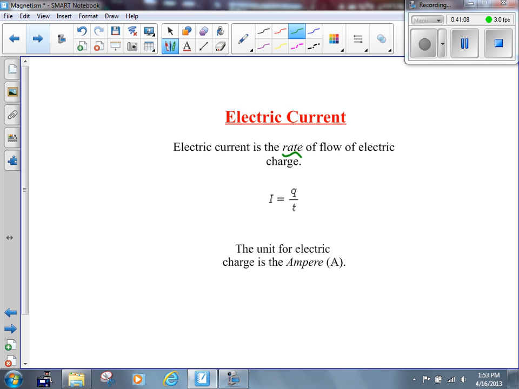Current is not how fast the particles are moving, but rather how many coulombs are moving per second, the rate of flow of charge. The symbol for electric current you learned on Friday was capital I. If it's the rate of flow of charge, then it's going to be Q over T. The units would be coulombs per second, but a coulomb per second is exactly the same thing as an amp, or an ampere.